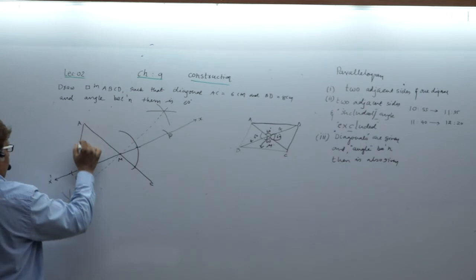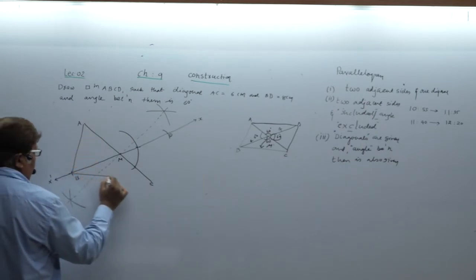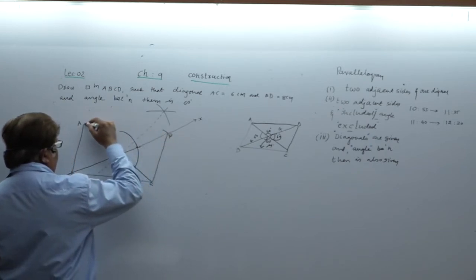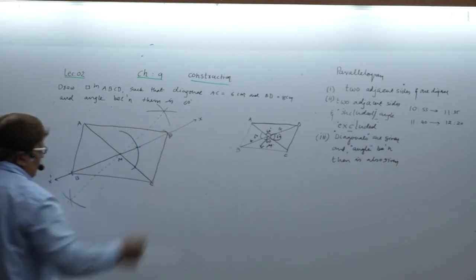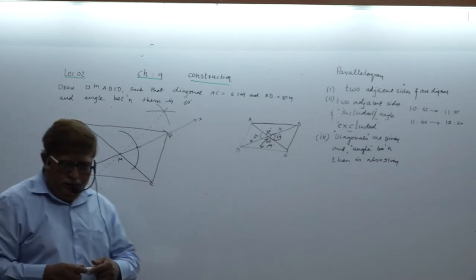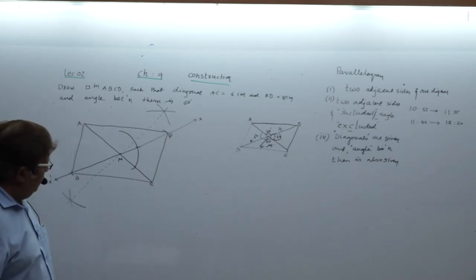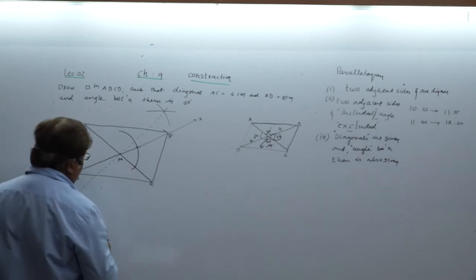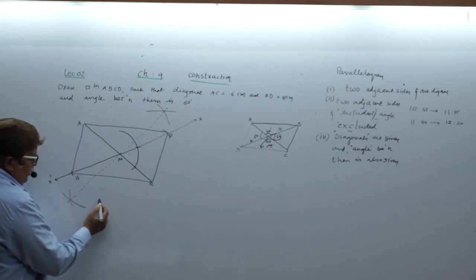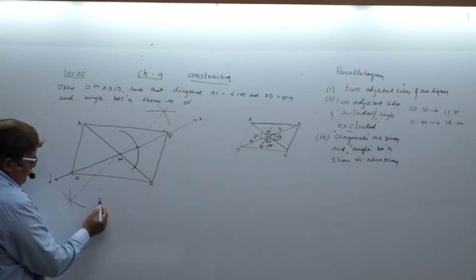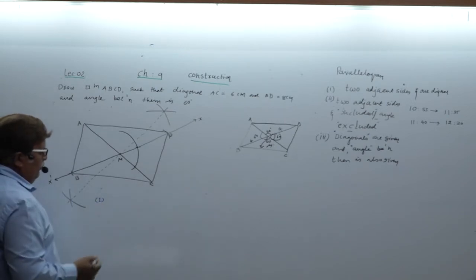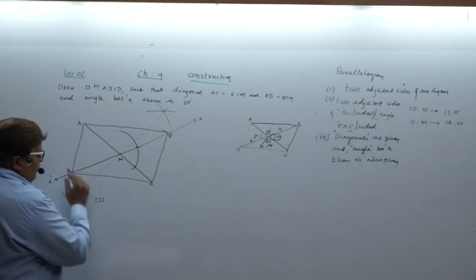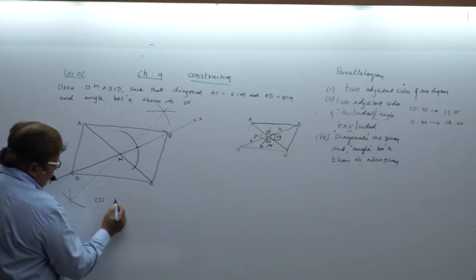And now you just join A, B, C and D. This is the way your parallelogram construction is over. Is it clear in your mind? You must have drawn the construction. Now we are writing the steps. First, you complete the construction. First step.